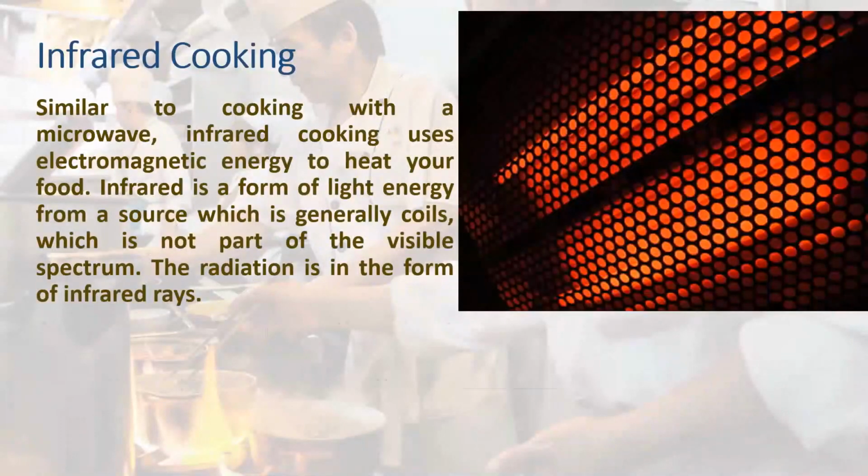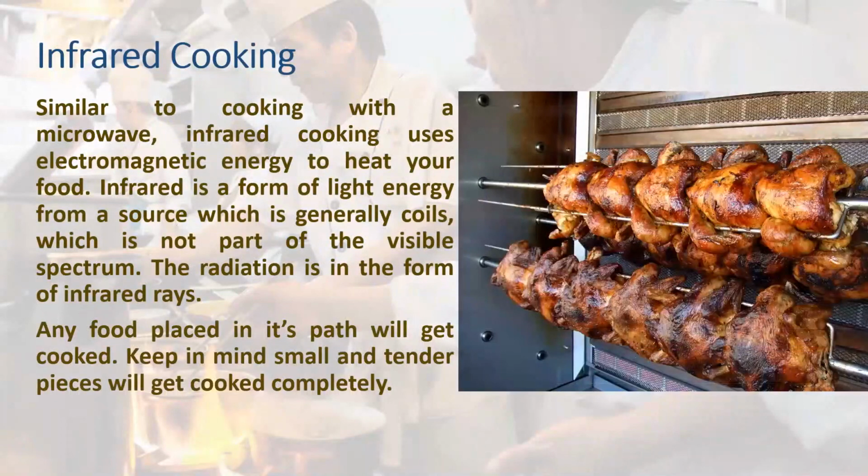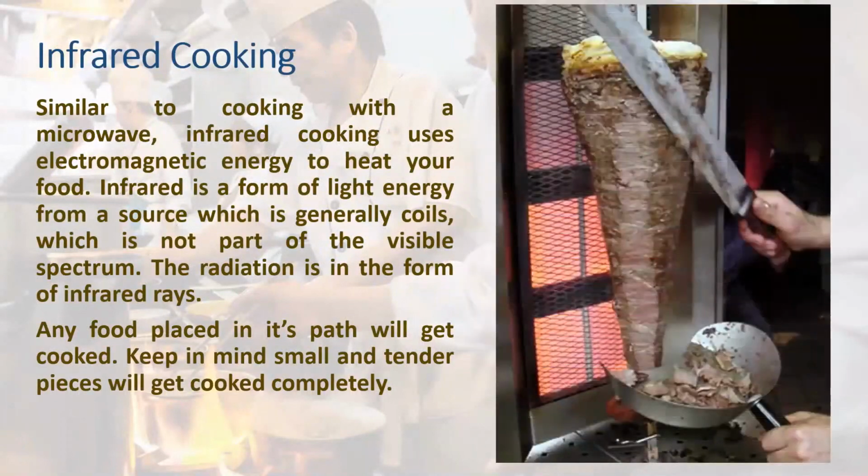Now, the next one is infrared cooking. It's very similar to a microwave. Again, wavelength is important here, and it is electromagnetic energy that is used. This is a light form of energy, and it is generated from the source, and it goes ahead. As it goes ahead, whatever food is placed in its path gets cooked. So radiation that passes in the form of infrared rays from the source cooks the food.